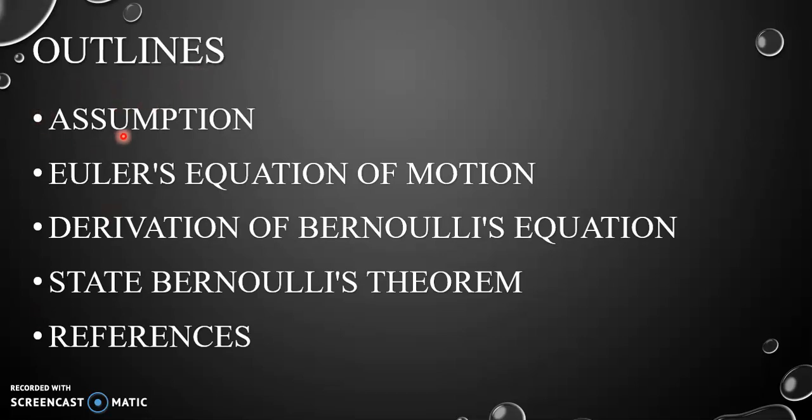Firstly, before deriving the equation, we will consider some of the assumptions made to derive it, and then we will derive Euler's equation of motion, and then, finally, integrating it, we will derive Bernoulli's equation and state what it is, and lastly, references.